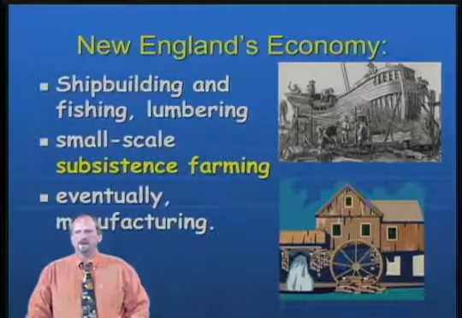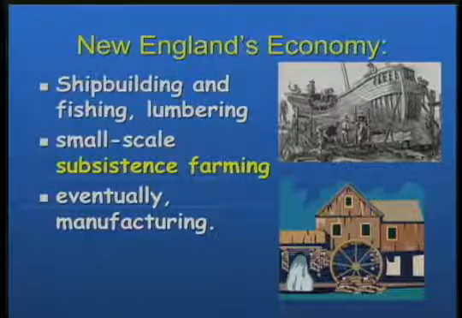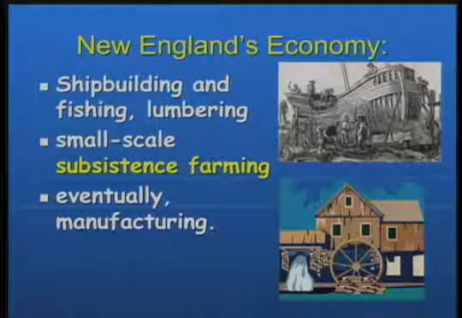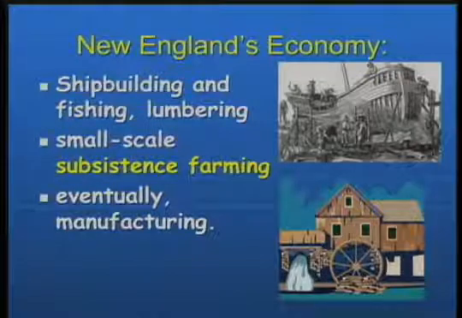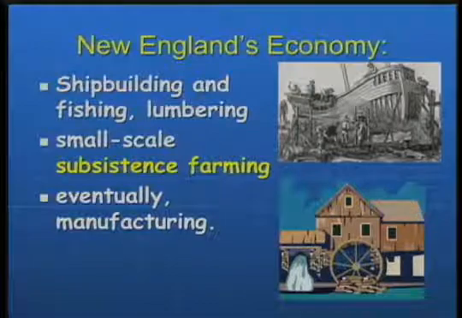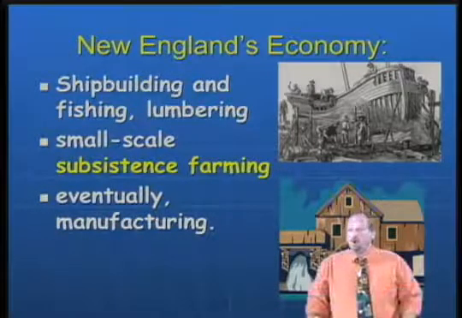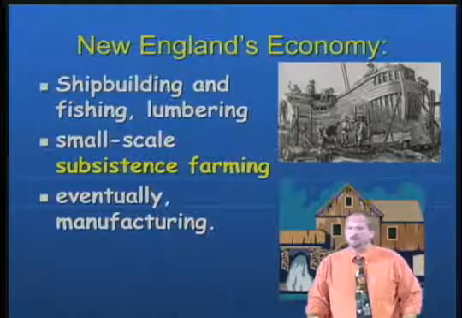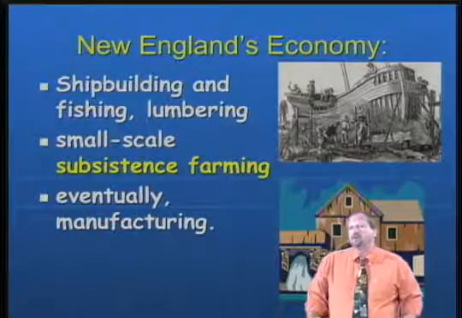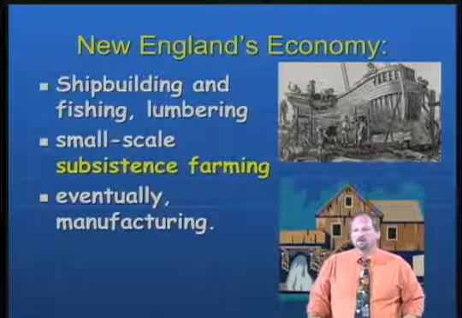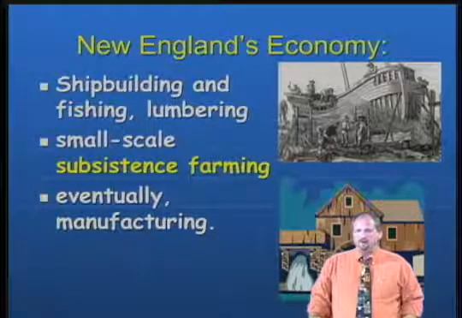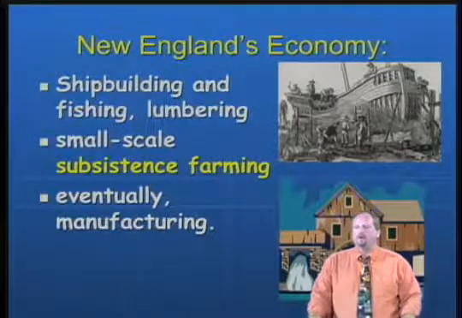New England was dominated by shipbuilding, fishing, and lumbering. This makes a lot of sense because they had a lot of lumber there, a long coastline for fishing, and of course a great place to build ships. Small-scale subsistence farming. Now, subsistence means growing only enough to survive, and therefore they had to grow on a small scale. Why would they do this? The soil was very rocky. The growing season was very short. Eventually, they developed manufacturing, utilizing the power of the river as a source of power for a factory.